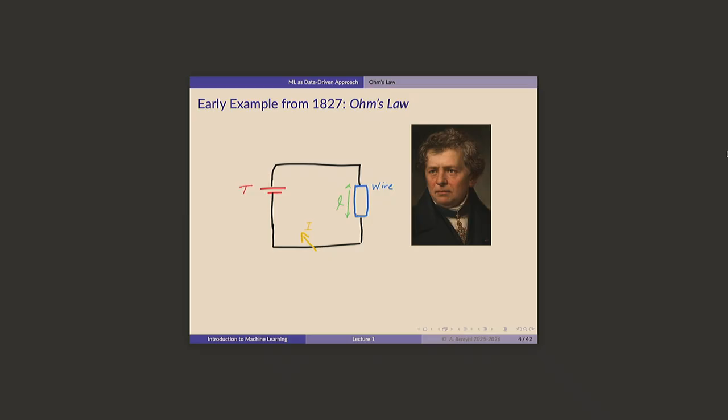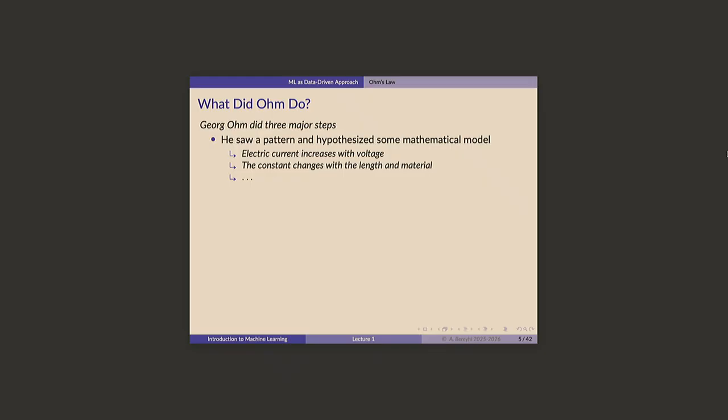So Ohm did not have any proof or any theory that he could say that electrical current is going to linearly scale with the voltage, with a resistance coefficient. He did not have this. He just did some sampling, collected some data, and based on that, he came out with some sort of rule. This is what we call data-driven. So what he did, he basically started to see some pattern.